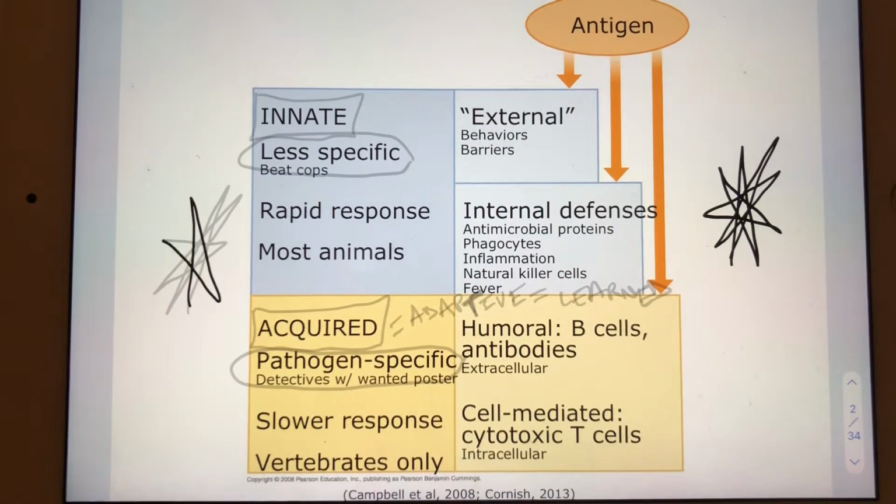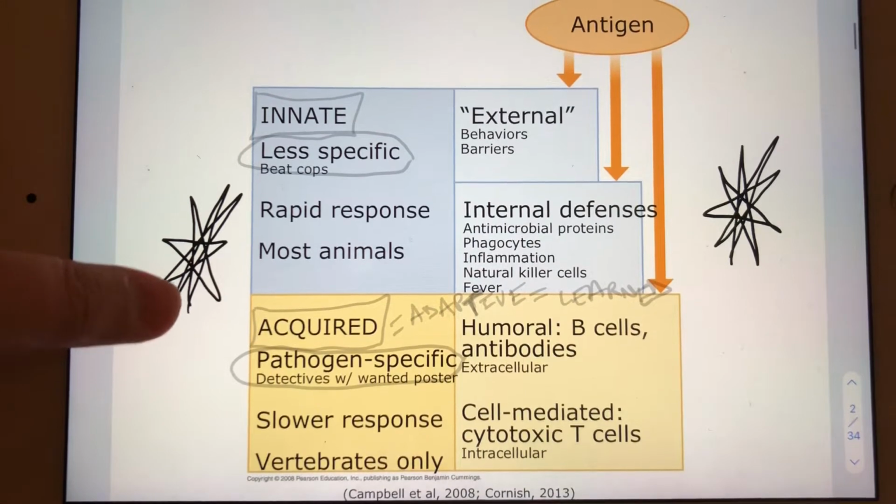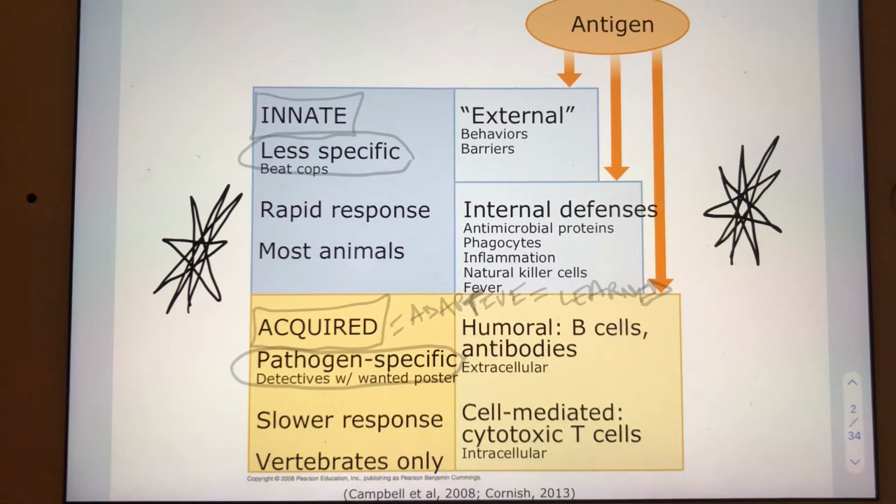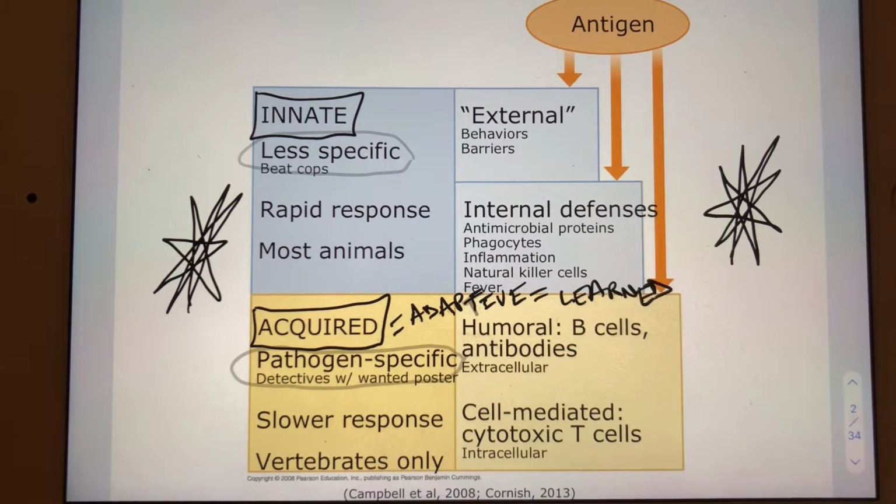This is a really great tool. I'll come back to it over and over and over again. The gist is you have two major pathways that serve your immune defenses, the innate pathway and the acquired, or same thing as adaptive. And unfortunately, same thing as learned. Gross. Pathway.